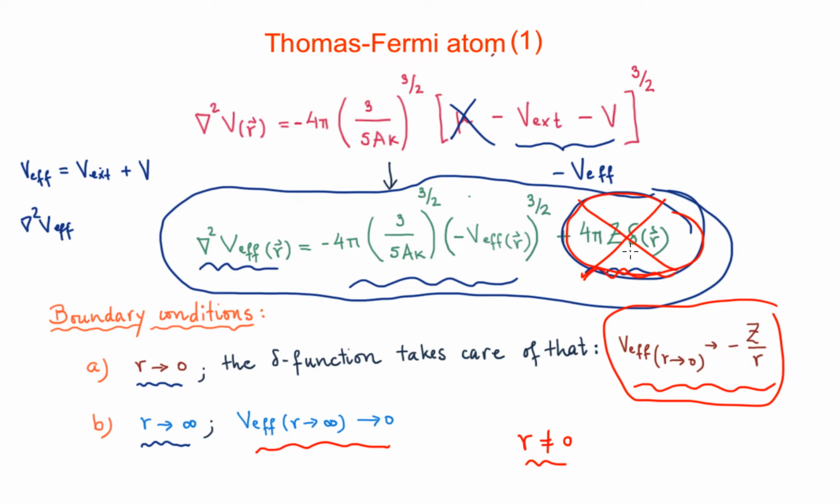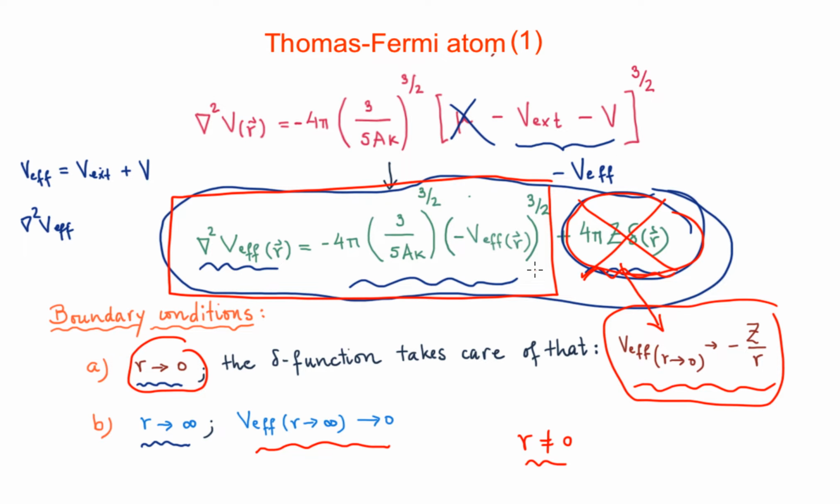Of course, it has an effect, and the effect of this contribution relies on the boundary condition we have at r equal to 0. But the equation we have at r different from 0 is much simpler. It's basically this one. So this is the equation that we are going to consider now.